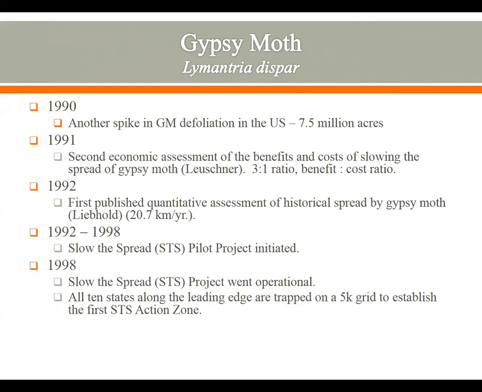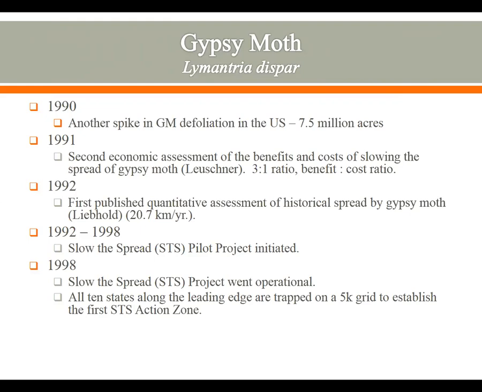Then in 1991, a second economic assessment was done that showed a benefit to cost ratio of 3-to-1, which made it definitely economical to try to slow the spread of this forest pest. And then in 1992, there was a published assessment of the historical spread of gypsy moth, and it was determined that gypsy moth normally move about 20.7 kilometers per year, or roughly 13 miles. Then from 1992 to 1998, the slow the spread pilot project was initiated.